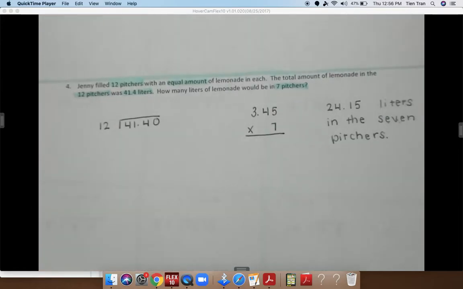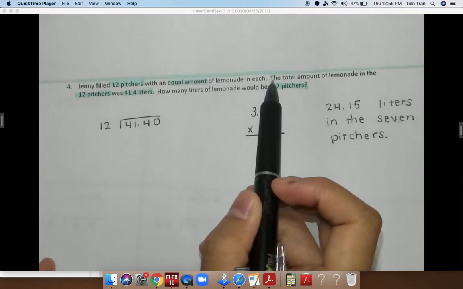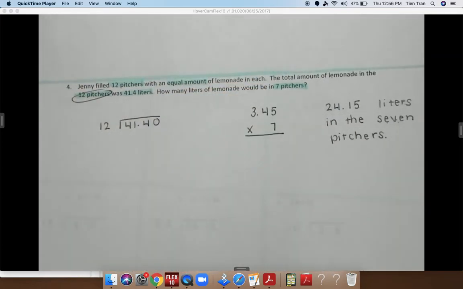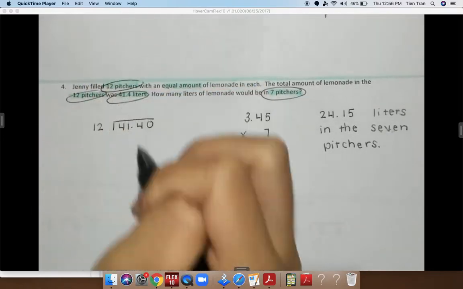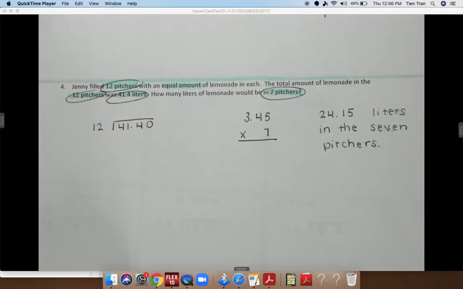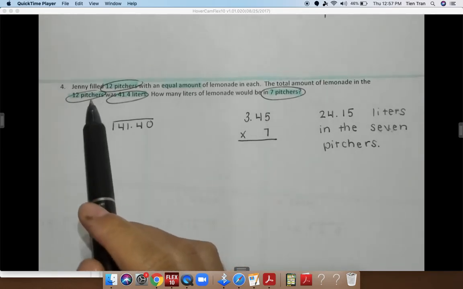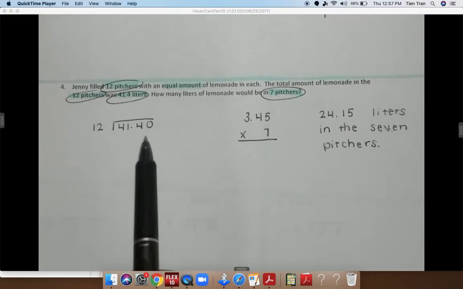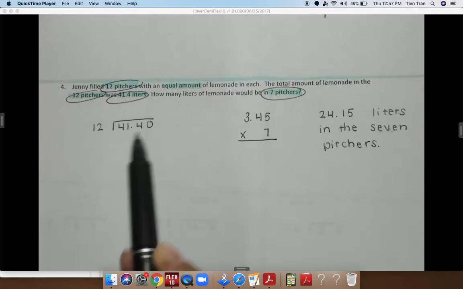Now I'm going to move on to problem 4. Jenny filled 12 pitchers with an equal amount of lemonade in each. The total amount of lemonade in the 12 pitchers was 41.4 liters. How many liters of lemonade would be in 7 pitchers? Okay, so first things first, I'm going to divide 41.40 by 12. Why? Because they're asking me if these 12 pitchers held 41.4 liters, then how much would I have? From that number, I'm going to take that number and multiply it times 7.